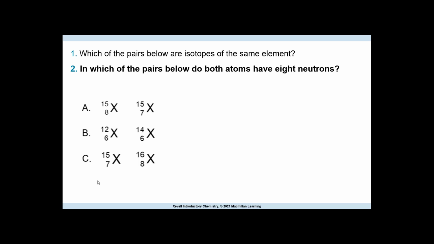Now let's go to the next one. In which of the pairs below do both atoms have 8 neutrons? So now it's not saying it has to be the same atoms. It's specifically asking for atoms to have 8 neutrons. They don't have to be the same anymore.